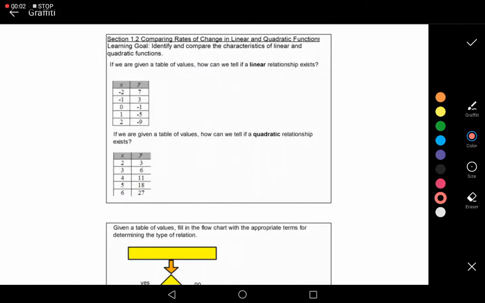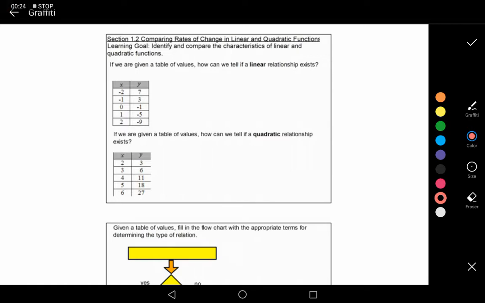This is Unit 1, Lesson 2, comparing rates of change in linear and quadratic functions. Our learning goal for this lesson is to identify and compare the characteristics of linear and quadratic functions. If we are given a table of values, how can we tell if a linear relationship exists?